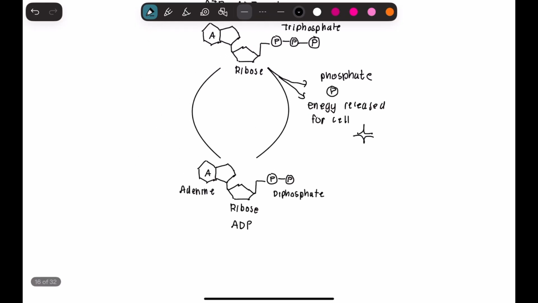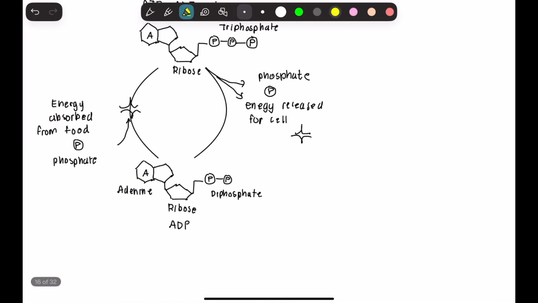And to start the cycle again, that's how you add back your phosphate. And then you have energy absorbed from food.